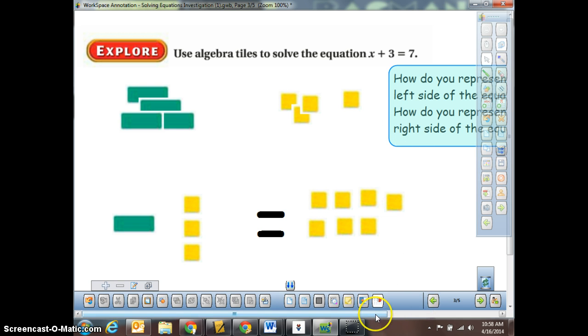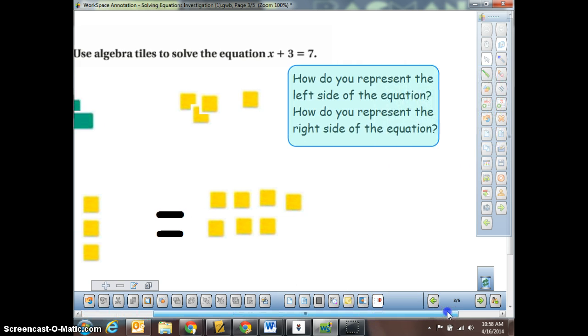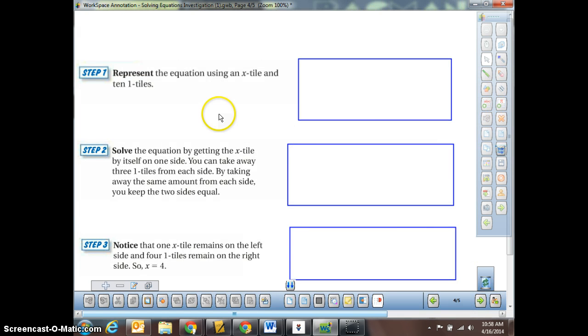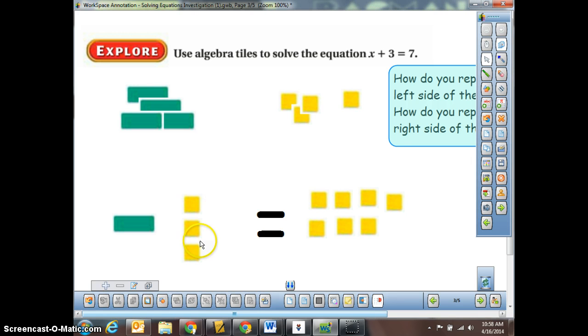So has that answered our question? It says, how do you represent the left side? How do you represent the right side? This is how we would use algebra tiles. I've got x plus 3 is equal to 7. So perfect. If we were to move on, represent the equation using an x tile and 10 1 tiles. We did that. If we look back here, we've got 3 1 tiles over here and 7 over here, so a total of 10. And this is our x tile, so we're doing well there.